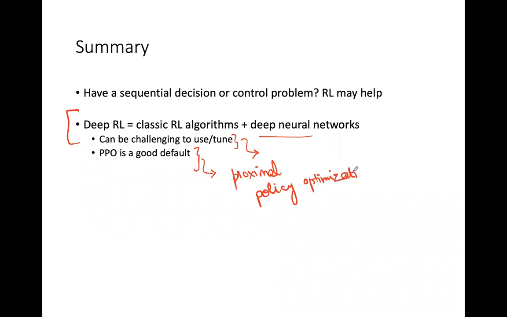Right, so if you have an RL problem, you think you can formulate it as an MDP, then PPO, which is a policy gradient algorithm that incorporates some of these tricks, so it incorporates variance-reducing advantage estimators and incorporates trust region updates, is a good default algorithm to try first.